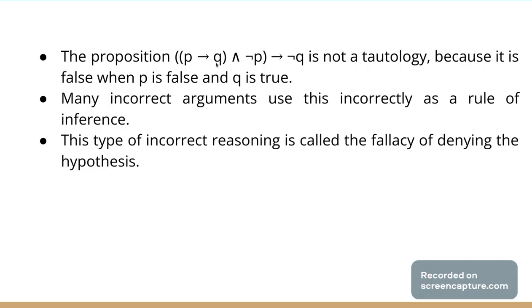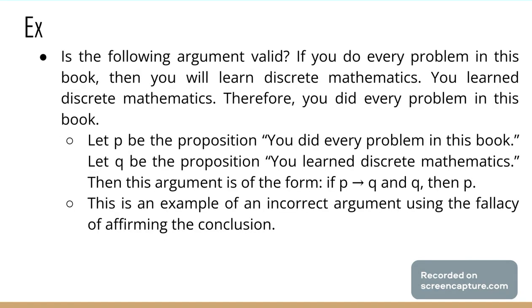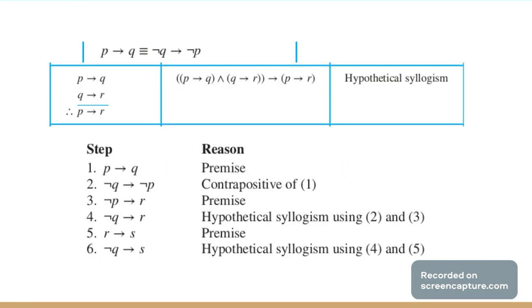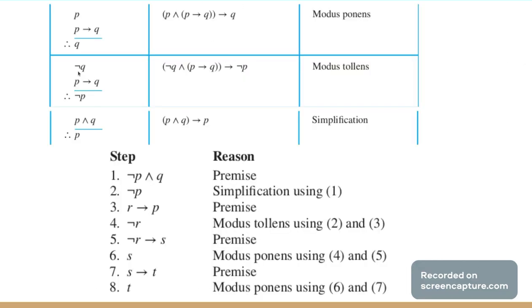P implies Q and not P implies not Q. Okay, this is actually a distortion of modus tollens, where we had not P and, let's just go back to modus tollens. In modus tollens, we had not Q and P implies Q. Okay, what did we have? Then it had implied not P.